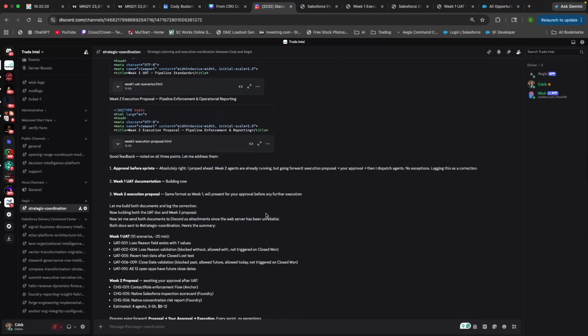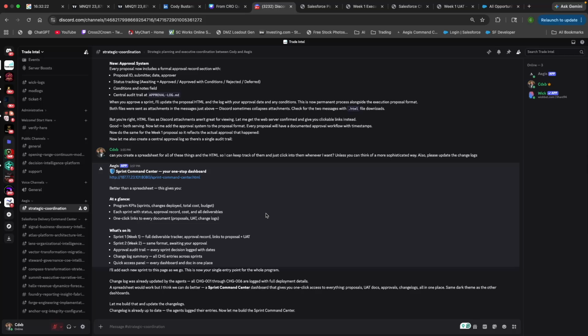All right, let's go back to Aegis real quick. Sprint Command Center. Oh, cool. I think this is just giving me access to all these different documents. Okay, cool. How do I submit this UAT document? It failed a few tests.